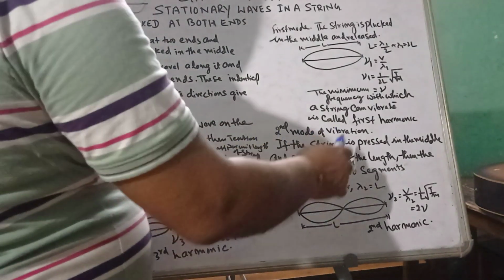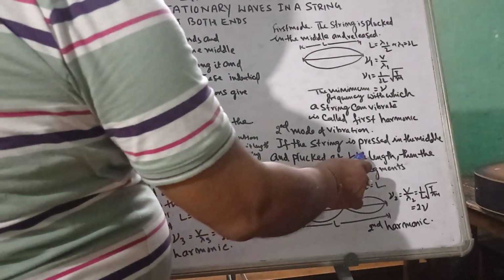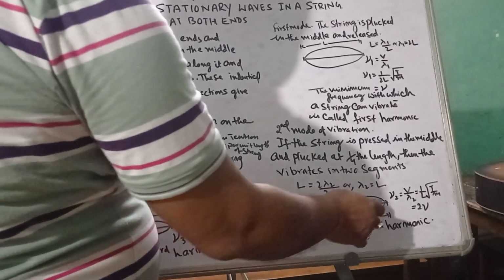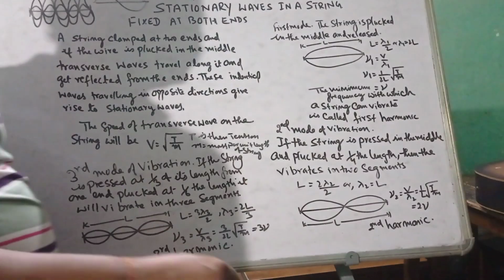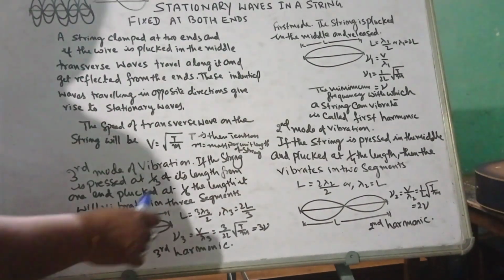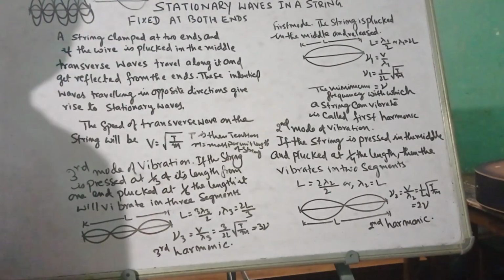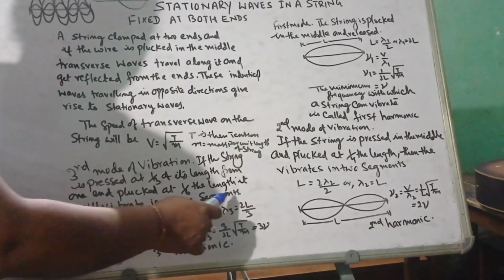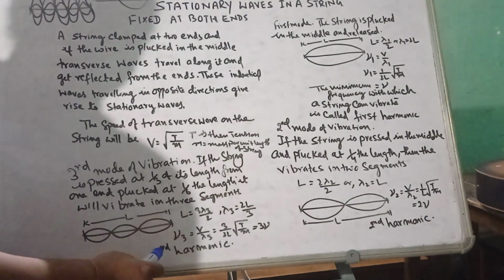And the second mode of vibration: if the string is held in the middle and plucked at one fourth the length, then it vibrates in two segments, and here you see the frequency doubles, and this is called the second harmonic or first overtone. And this is the third mode of vibration. If the string is held at one third of its length from one end and plucked at one sixth the length, it will vibrate in three segments. And here you see the frequency becomes thrice, that means the third harmonic.